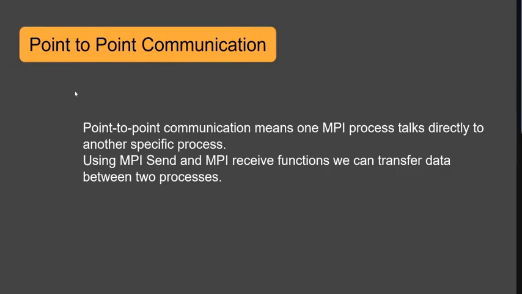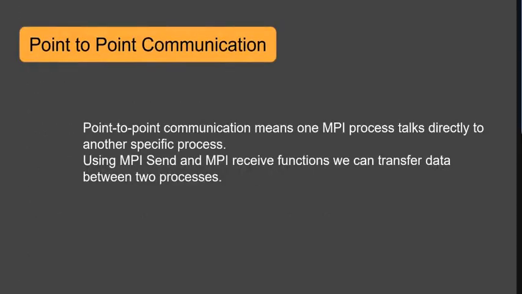So what exactly is point-to-point communication? If you remember in the previous video, I said MPI creates multiple individual processes which are independent of each other. That means they do not communicate with each other during their operation. So what does point-to-point communication achieve? It helps us to send data from one process to another.